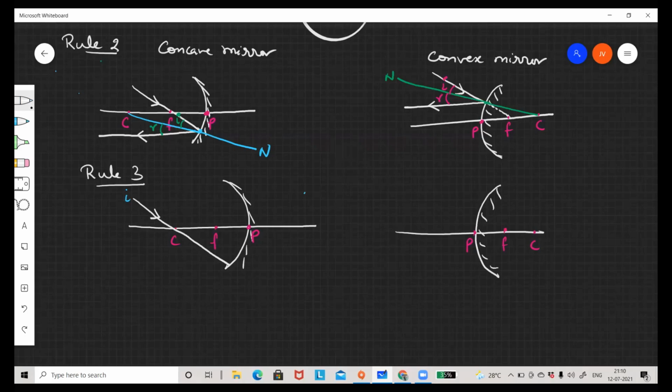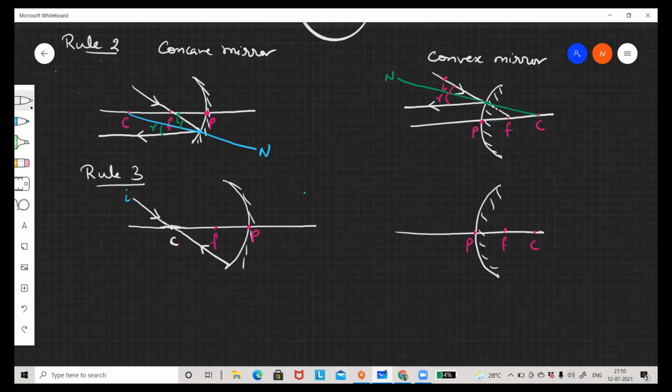Incident ray is incident through the normal, meaning there is no angle between the incident ray and the normal. Here also, the ray of light is incident through the center of curvature. It is incident perpendicular on the mirror, so it will be reflected back along the same path.